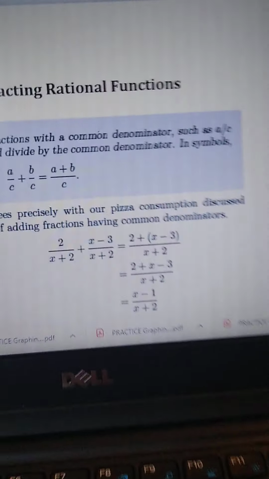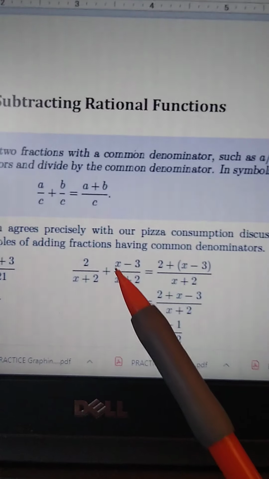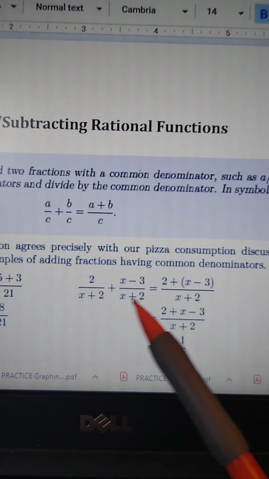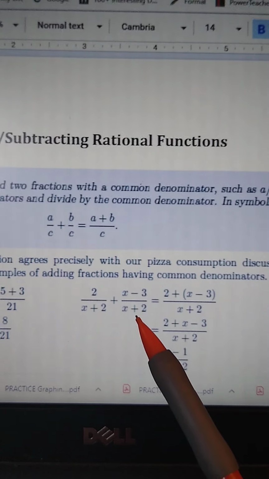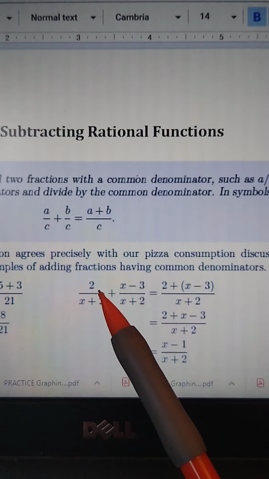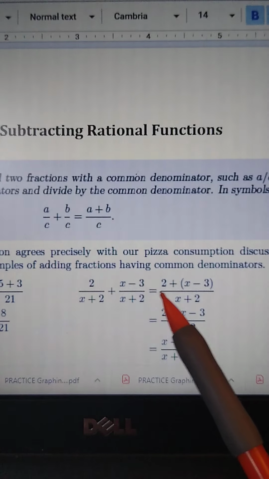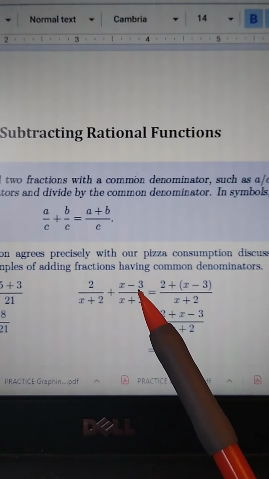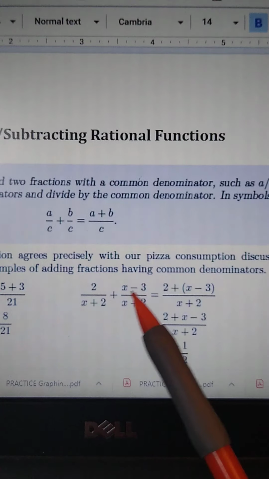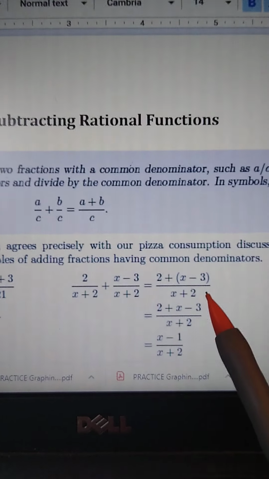So how does that apply to our algebra? Well, if I have two algebraic expressions, two rational functions, and I need to add these two together, I can see I already have common denominators, so I'm simply going to take the two numerators and add them together: 2 plus the quantity of x minus 3. Now, when you see a quantity in the numerator, it has to be in parentheses.